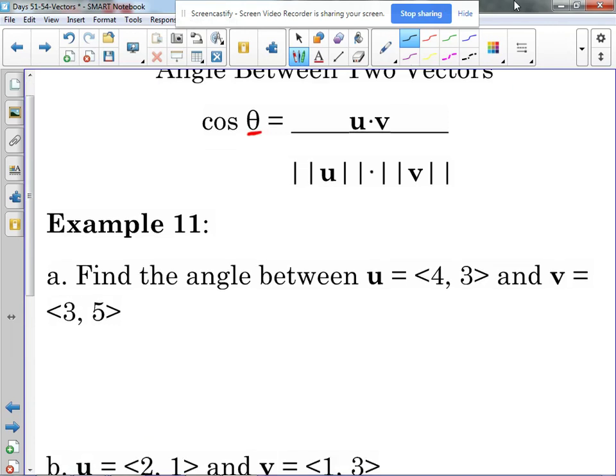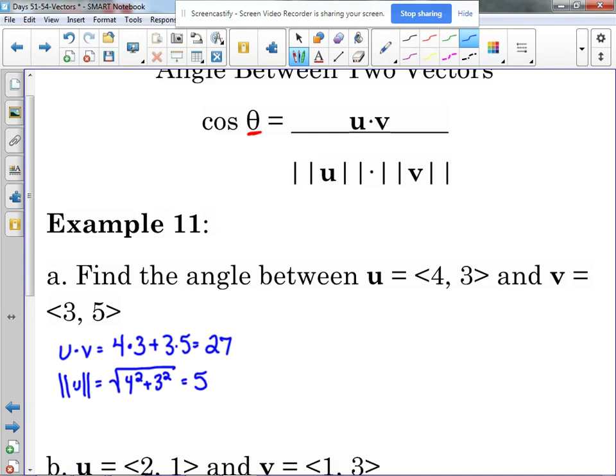So let's find the angle between the vector 4, 3 and 3, 5. So let's set this up. We're going to need the dot product. So let's go ahead and find the dot product. U times v is 4 times 3 plus 3 times 5. So that's 12 plus 15, that's 27. 27 is our dot product. We need the magnitude of both of these. So the magnitude of u is the square root of 4 squared plus 3 squared. 16 plus 9 is 25, square root of 25 is 5.